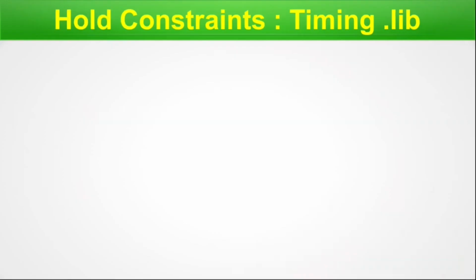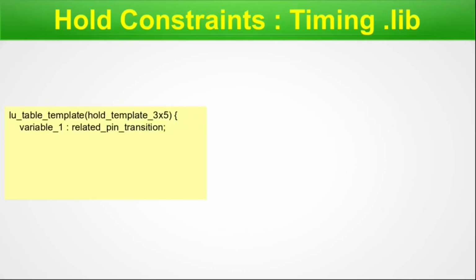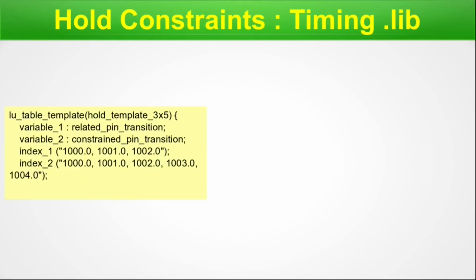Hold constraints. In this slide, we will explore the hold timing constraints from the timing .lib. Here again, we first have the LU table template, and it is 3 by 5. The first variable is related pin transition. Variable 2 is constraint pin transition. Here comes our row index, and here comes our 5 column index, because the table is 3 by 5. As you can see, 3 and 5 values are there, and here we close our table template.